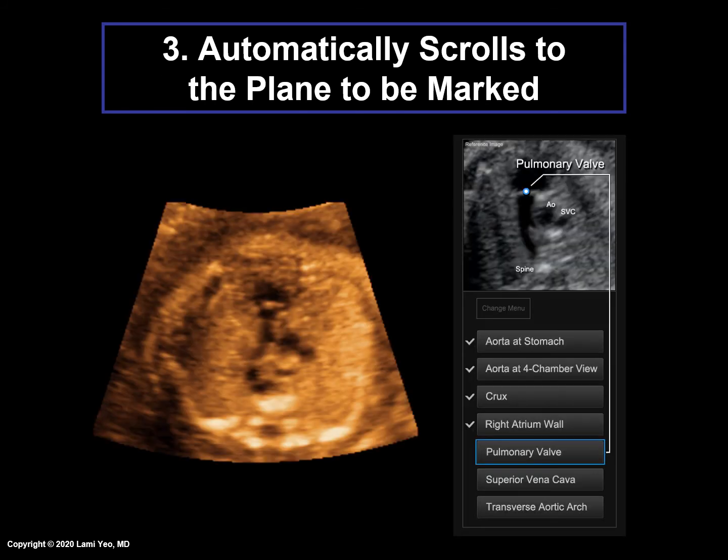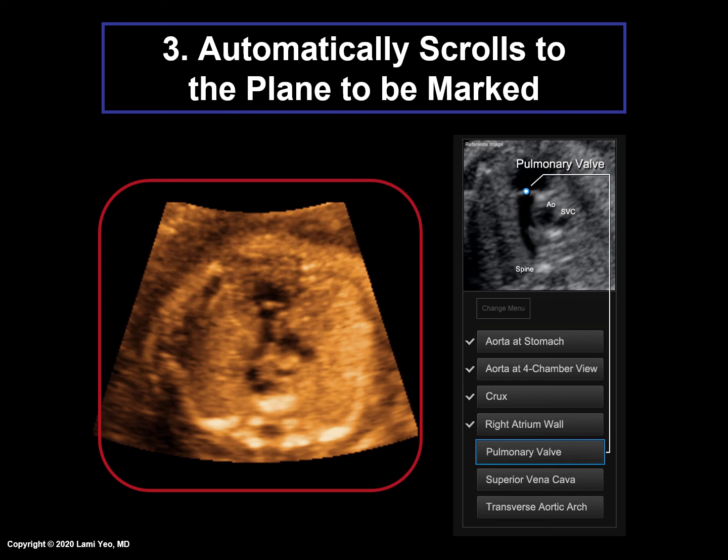In this example, the next structure to be marked is the pulmonary valve. Therefore, a reference image of the pulmonary valve and where to mark is shown. From the STIC volume, FIND will simultaneously present the view of the fetal heart that corresponds to this reference image. If this is the correct plane, the user will mark on this image. Here, FIND is automatically presenting the plane to mark the pulmonary valve.